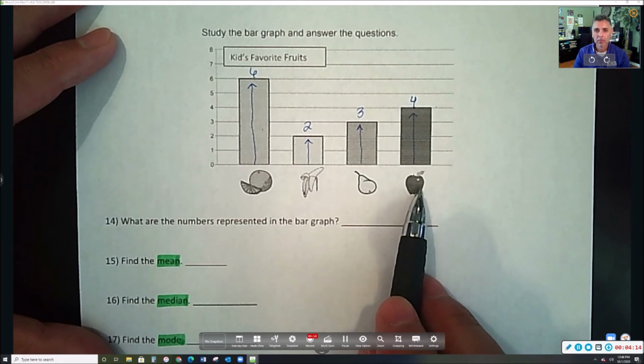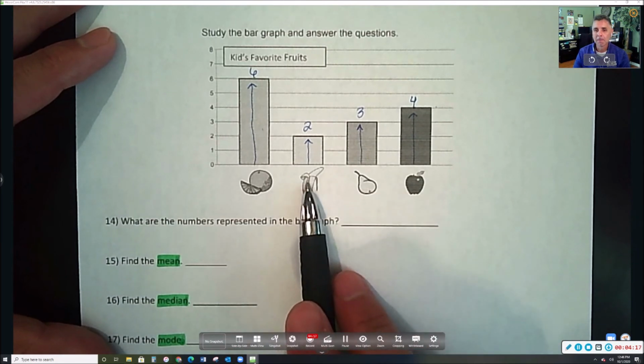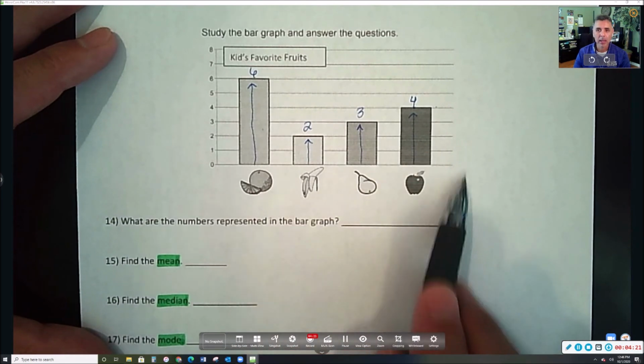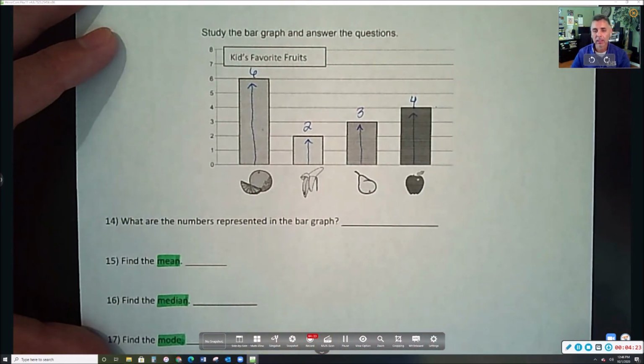Okay. I would have probably chosen a banana from these. If there was watermelon right here, dang, that thing would be like 100. I know everybody likes watermelon.